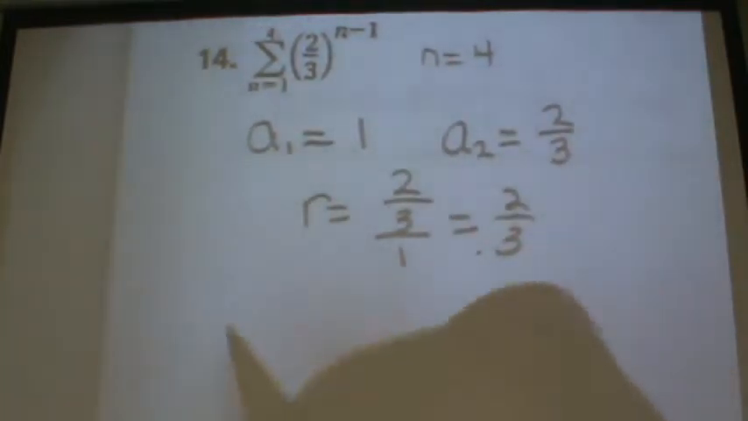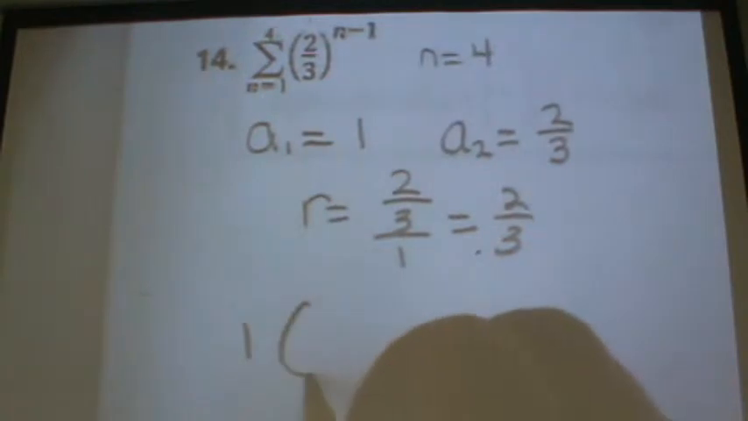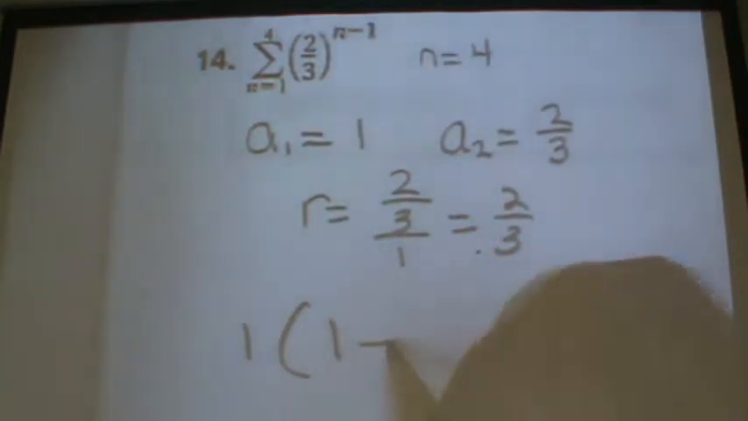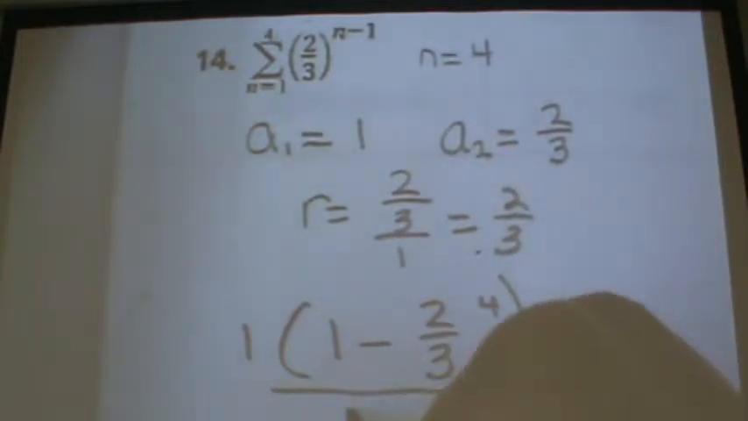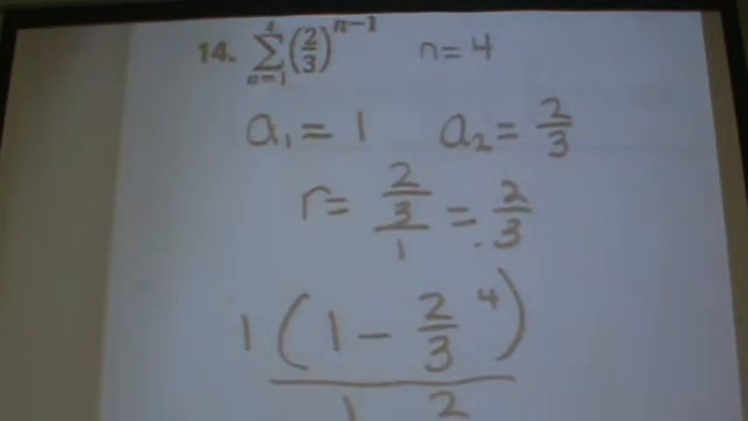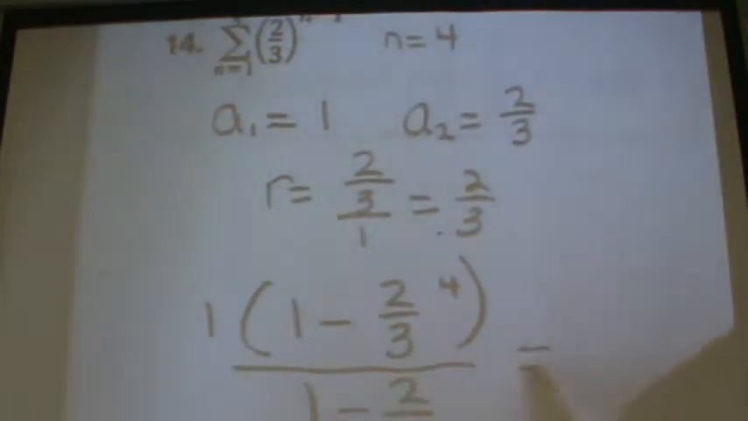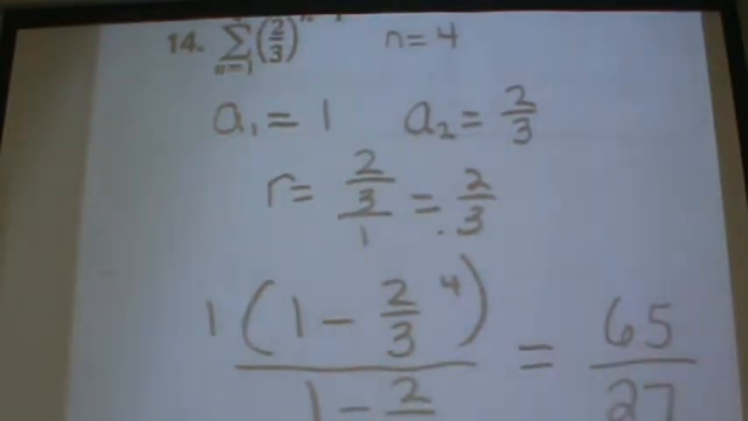So here we go. We have the first term in the sequence is 1, times 1 minus the r value of 2/3 to the 4th power, over 1 minus 2/3. And you should get for this one 65/27 for the answer.